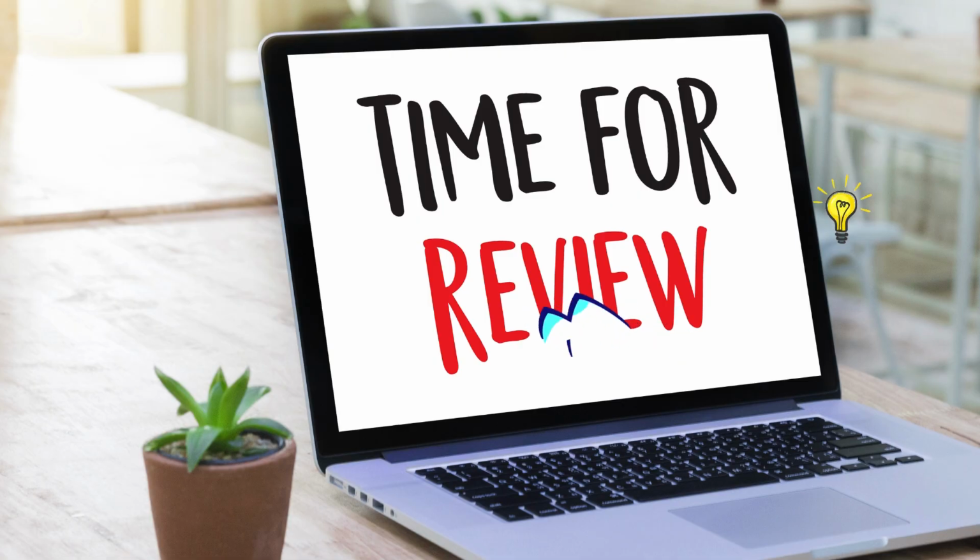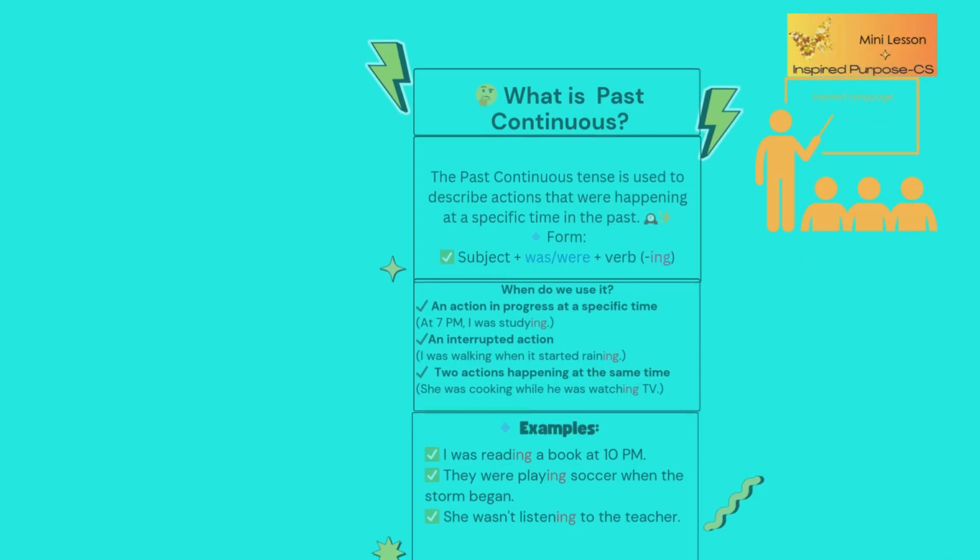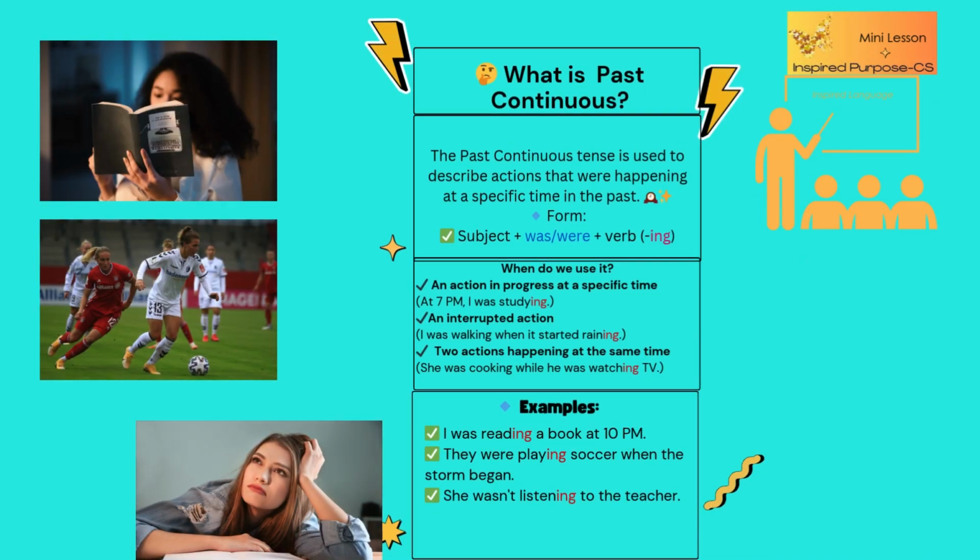Time for review. What is past continuous? The past continuous tense is used to describe actions that were happening at a specific time in the past. Form: subject plus was / were plus verb, ing. When do we use it?